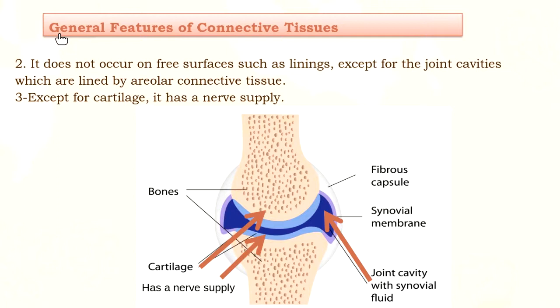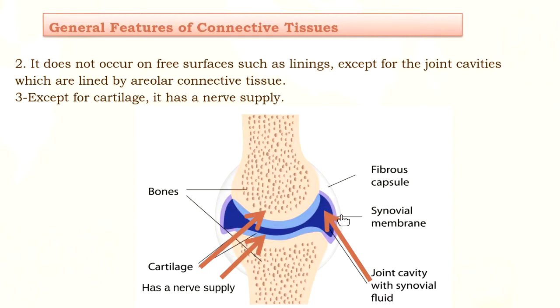First, the general feature. This was the basic component of the composition of the connective tissue. The second feature is it does not occur on free surfaces such as linings except for the joint cavities, which are lined by the areolar connective tissue. See here, you can see this is the joint cavity. In the joint cavity, there is a synovial fluid which is surrounded by synovial membrane.